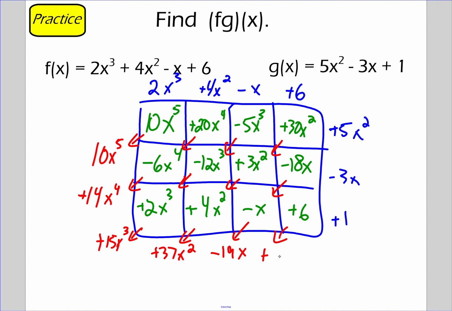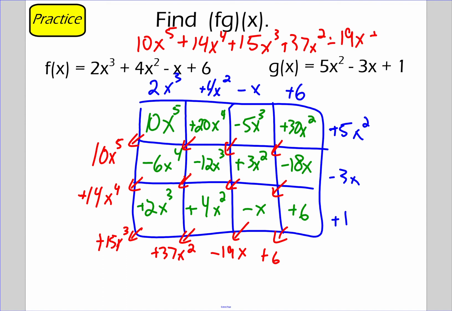And plus 6. So again, we can see that our product, f times g of x, is going to be this fifth degree quintic, however you want to pronounce it: 10x to the fifth plus 14x to the fourth plus 15x cubed plus 37x squared minus 19x plus 6.